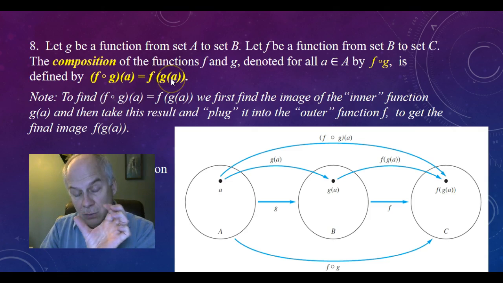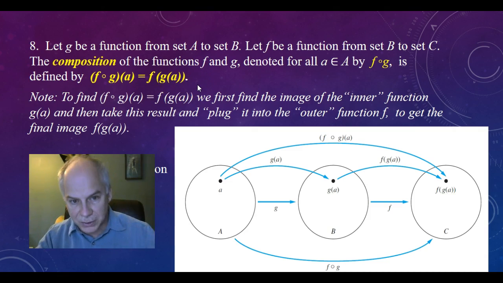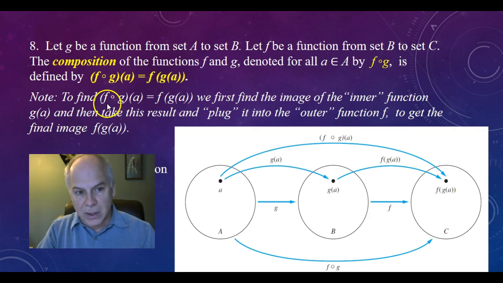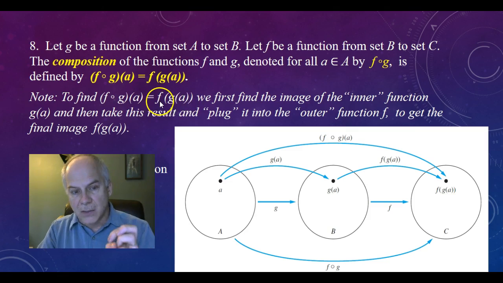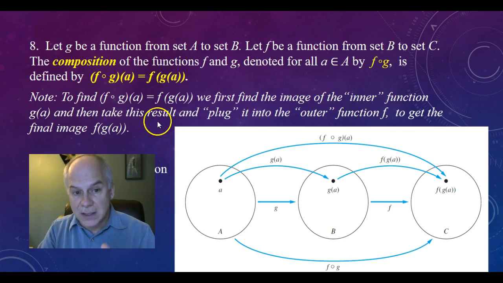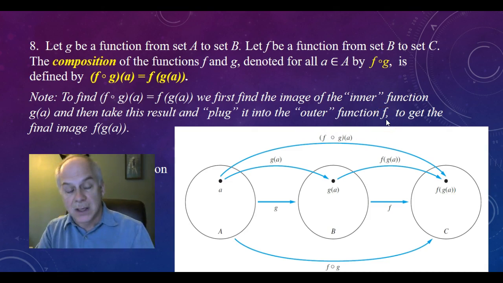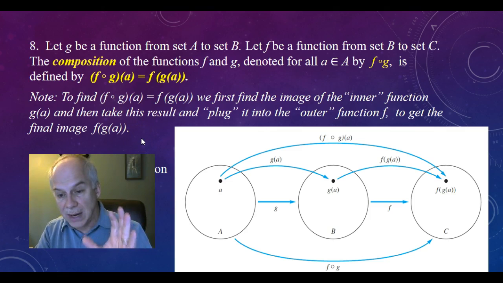Now, we do things from the inside out when we have parentheses. So you can see that we would do the g of a first, and then the f function when we have f composite g of a. So it really means we're going to do the g function first and then the f function, and that's how we do the composition function. Okay, so in the note, to find f composite g of a, we do f of g of a. We first find the image of the inner function g of a, and then take this result and plug it into the outer function f, to get the final image f of g of a.